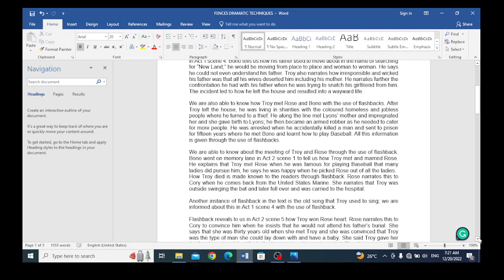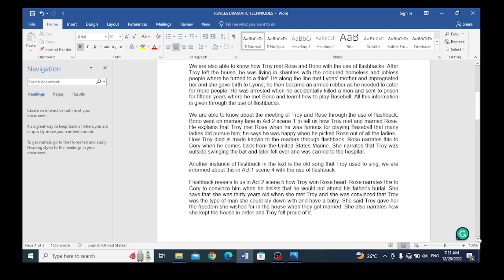He was arrested when he accidentally killed a man and sent to prison for 15 years, where he met Bono and learned how to play baseball. All this information is given through the use of flashbacks.